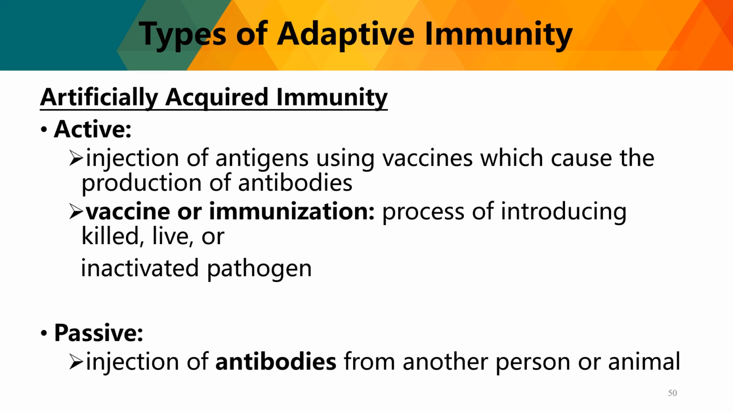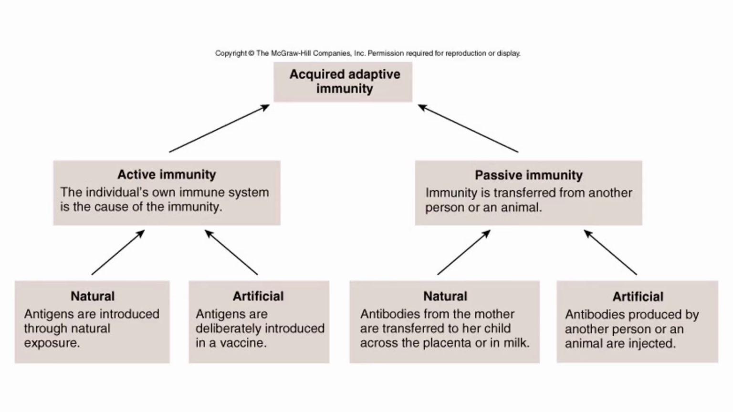Next, you have the artificially acquired immunity, active. You have the injection of antigens using vaccines which cause the production of antibodies. Vaccine or immunization is the process of introducing killed, live, or inactivated pathogens. And then you also have the passive type, which is the injection of antibodies from another person or an animal. So this is actually how we diagram both natural and artificial, active immunity and passive immunity, to become an acquired adaptive immunity.